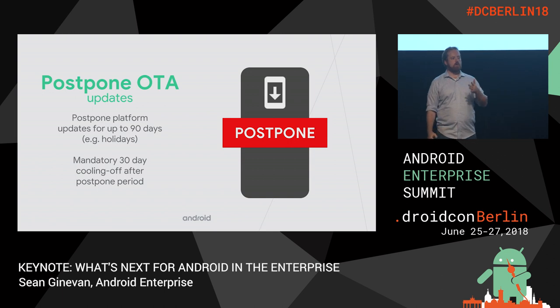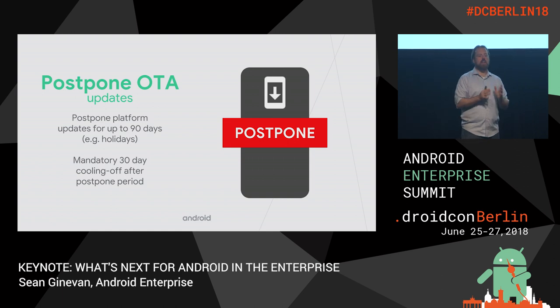So if you're doing the lead up to the Christmas season, you would stop, let me make sure I do the math right, you would stop updates in October. That would last you through January. And then there's a 30-day cooling off period. So that means come January, 30 days must pass before you can go and postpone updates again.